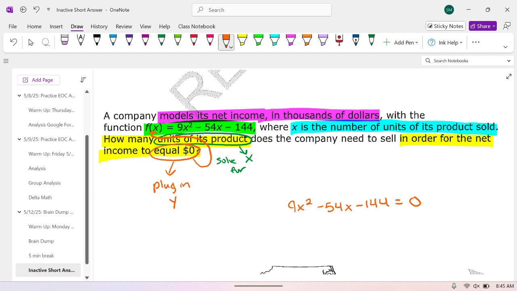So what type of function is this first off? What's the 9x squared minus 54x minus 144? What type of function is that? We definitely know it's not linear. So there's two other options, exponential or quadratic. Which one?